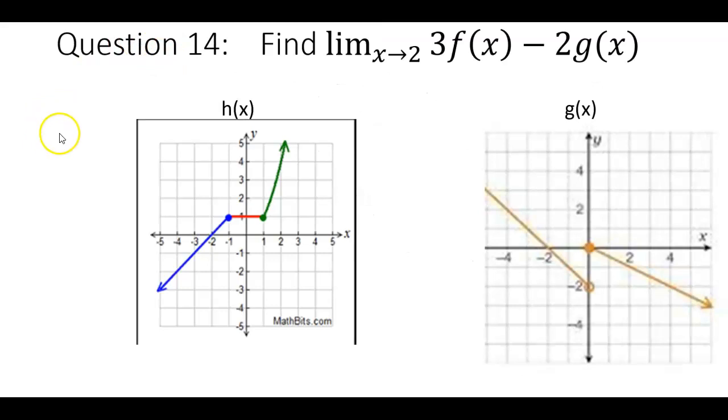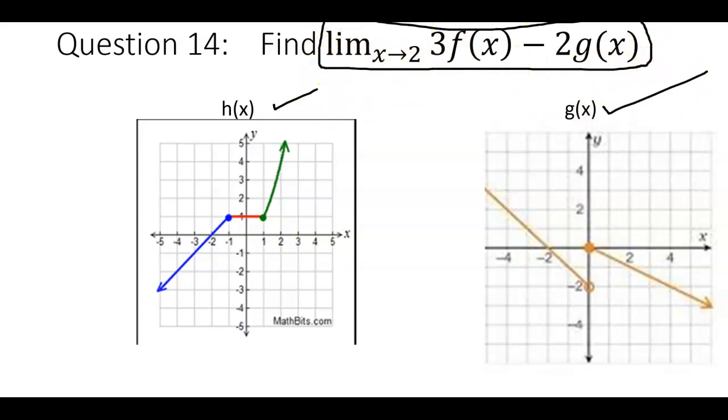All right, let's go and move on to question number 14. So I've got two graphs here, h and g, and I'm being asked to find the limit of this crazy-looking expression. Well, for this, we're just going to use our properties.